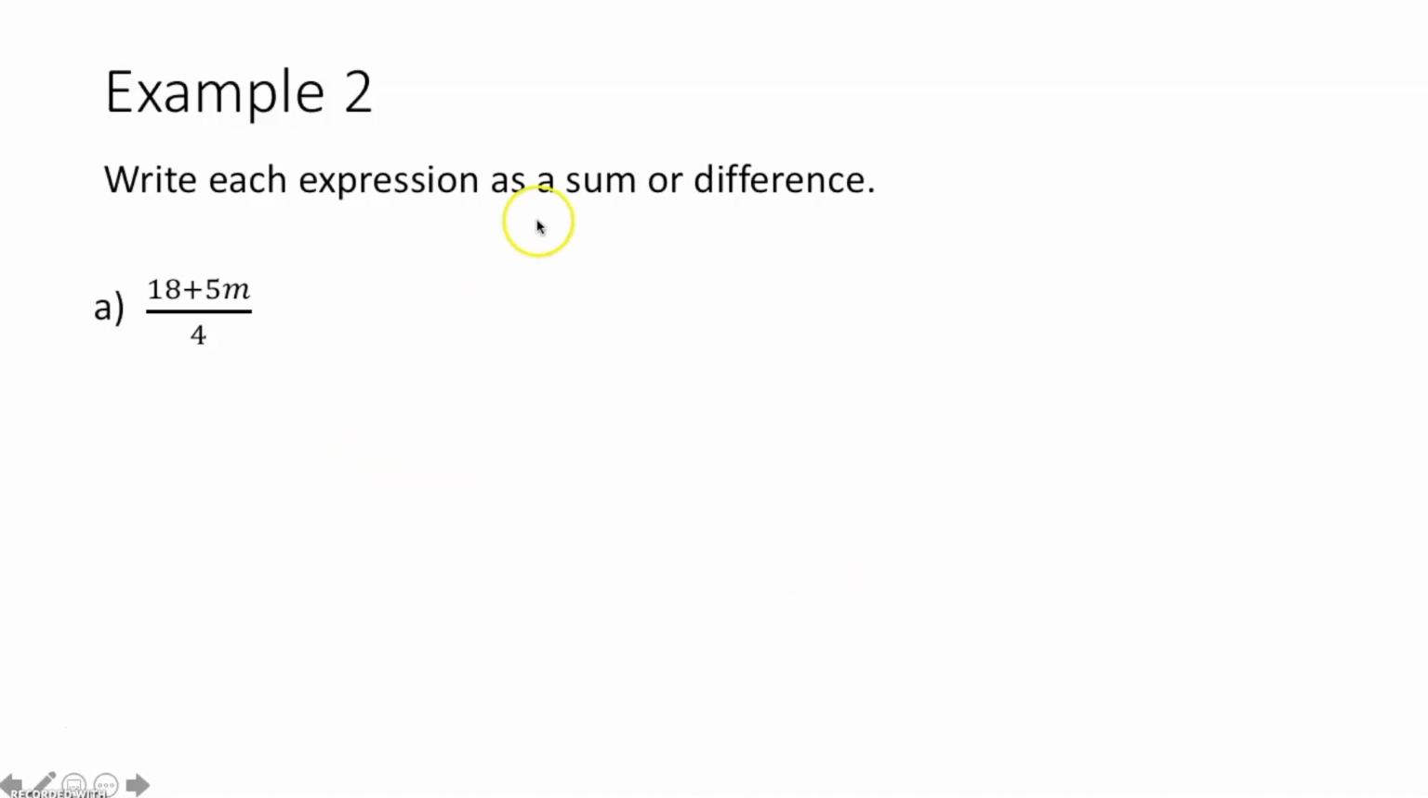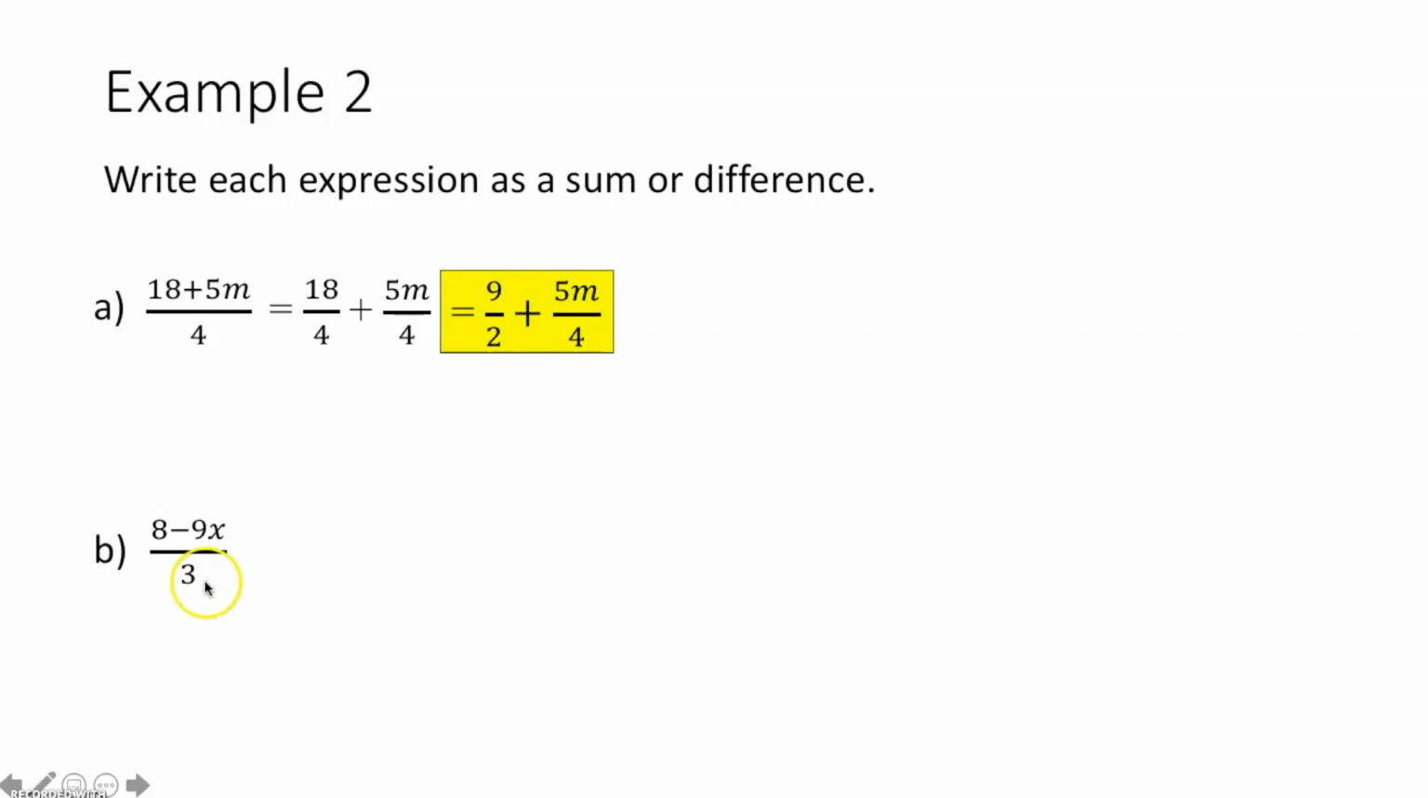Now, example 2 says write each expression as a sum or difference. So we have 18 plus 5m over 4. Now, normally what we'd do, we'd simplify what's in our numerator, but you can't add these together. This has an m, this does not. So what we do instead, break it up into two separate fractions. We're going to put this 4 under the 18 and put this 4 under the 5m. You are allowed to do that. So we rewrite this as 18 over 4 plus 5m over 4. Now we can simplify this, divide both of these by 2. And then over here, you can't really divide each of these by anything besides 1. So we leave our answer as 9 over 2 plus 5m over 4.